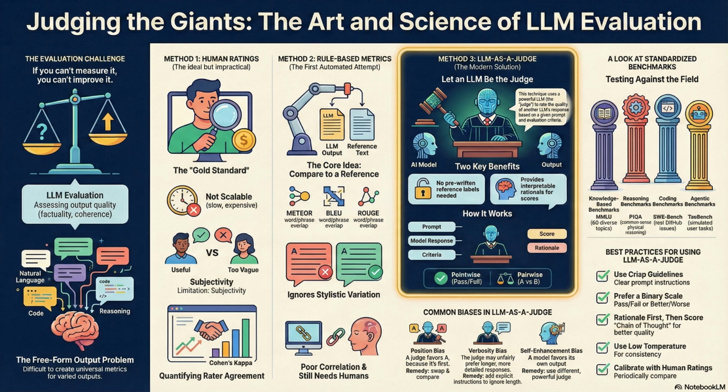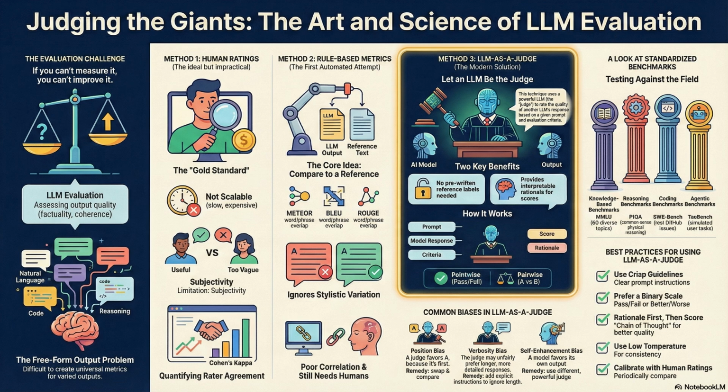That seems like an easy fix, to just swap them. The fix is easy, but it's not cheap. The remedy is position swapping. You judge A vs B, then B vs A, and take the majority vote. But you've just doubled your evaluation costs. Ouch. Okay, what's next?